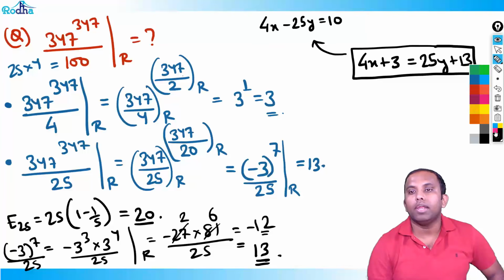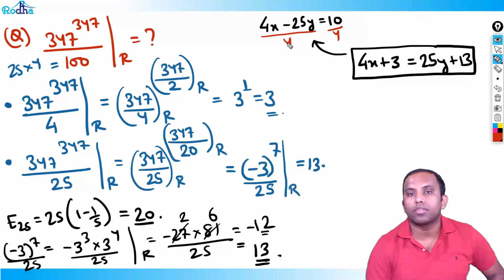Now eliminate the lower divisor. What is the lower divisor here? 4 is the lower divisor here. Eliminate it. Divide both sides by 4 and take the remainder. What is the remainder of 4x by 4? 0. What is the remainder of 25 by 4? 1. So 25 by 4 remainder is 1.